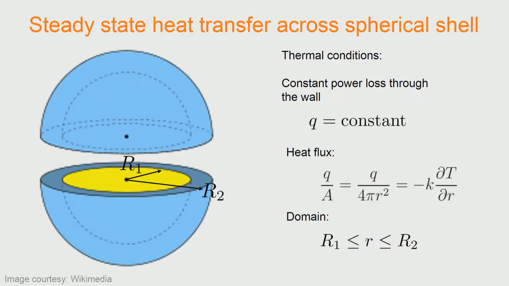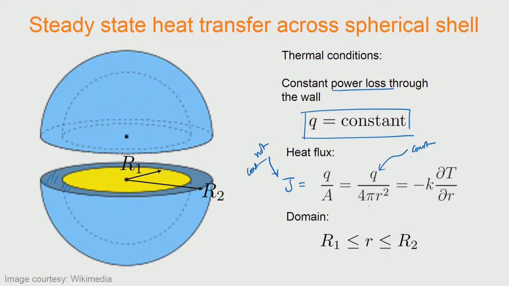Now, let us look at the steady state heat transfer across a spherical shell, and here the spherical shell is shown. So, this is the wall, and the inside is shown as yellow and the outside as blue, and the condition we are looking at is again the same thing, namely the constant power loss. Now, we will look at the flux expression. So, we write J is equal to Q by A, and that is written as Q by 4 pi r square, which is then equal to minus k dT by dr, which means that we are taking only radial heat transfer, that is 1D heat transfer, and here it is Q which is constant, and this is not constant.